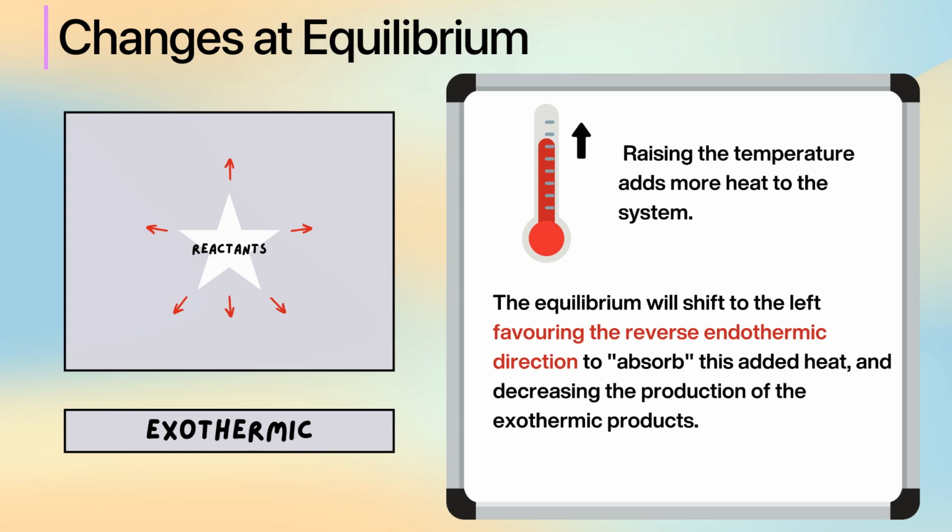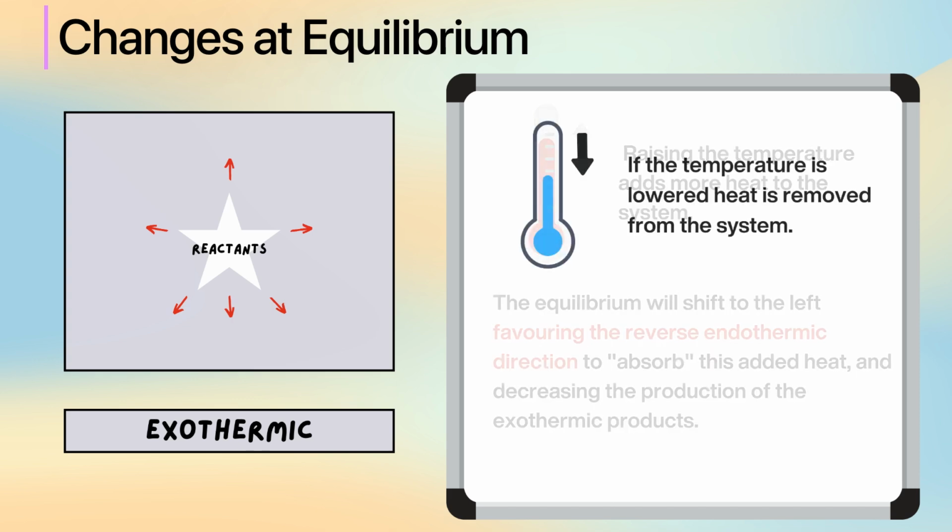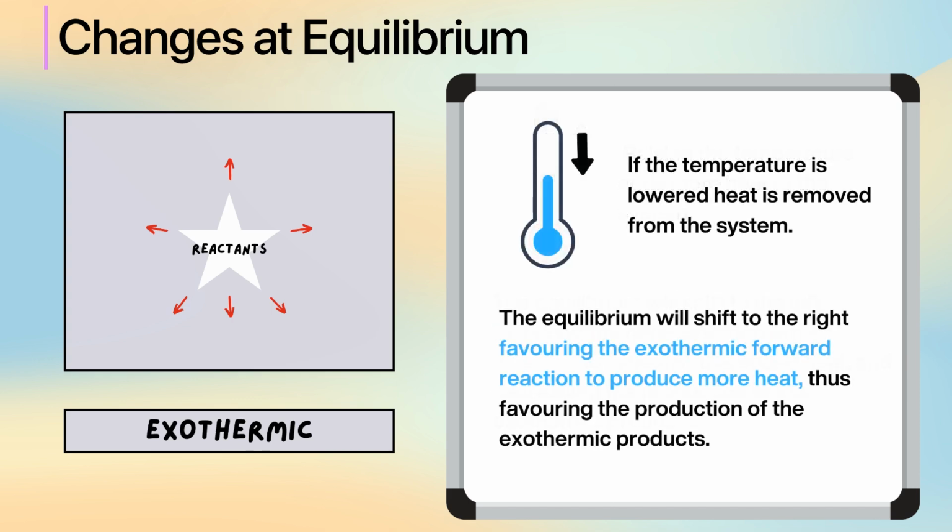For that same exothermic reaction, if the temperature is lowered, the equilibrium will shift to the right, favoring the exothermic forward reaction to produce more heat, thus favoring the production of the exothermic products.